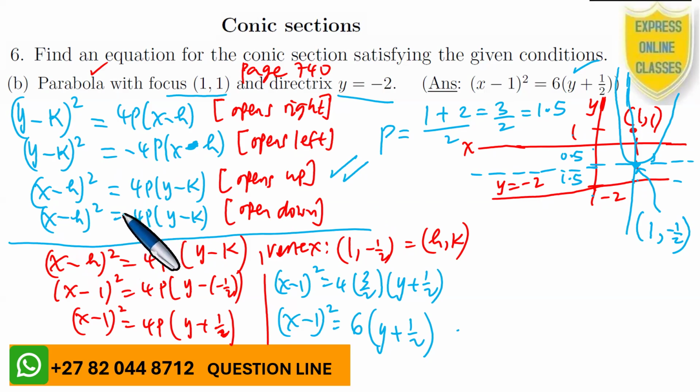it opens up, because now here y is positive. And then there's a negative y, and then that one opens down.